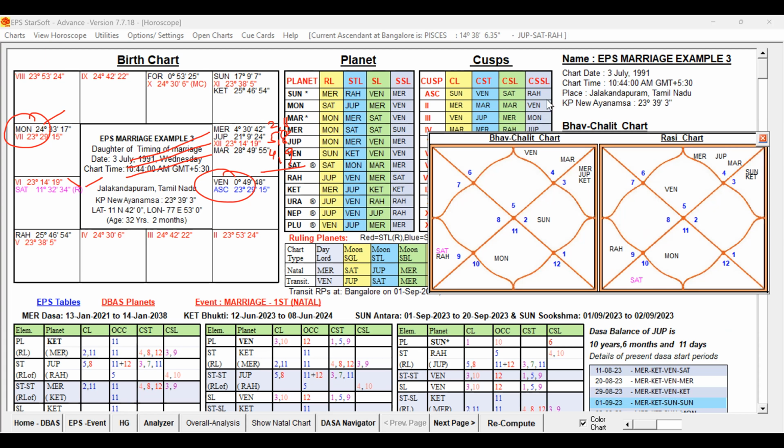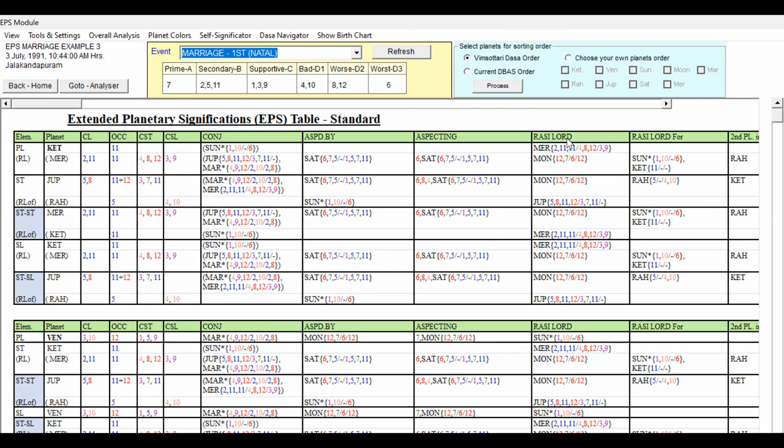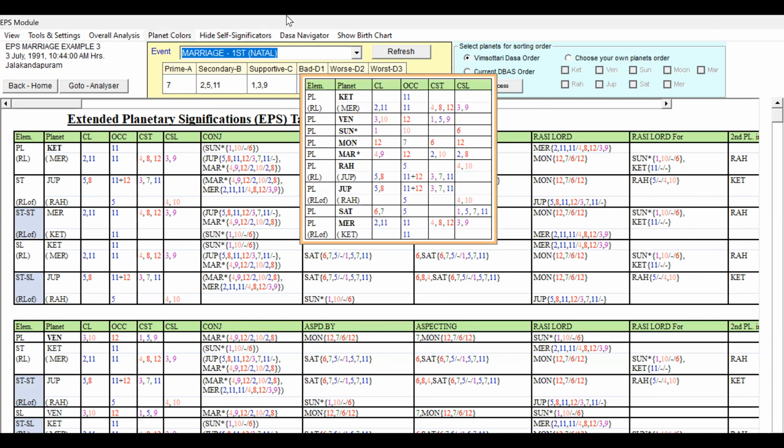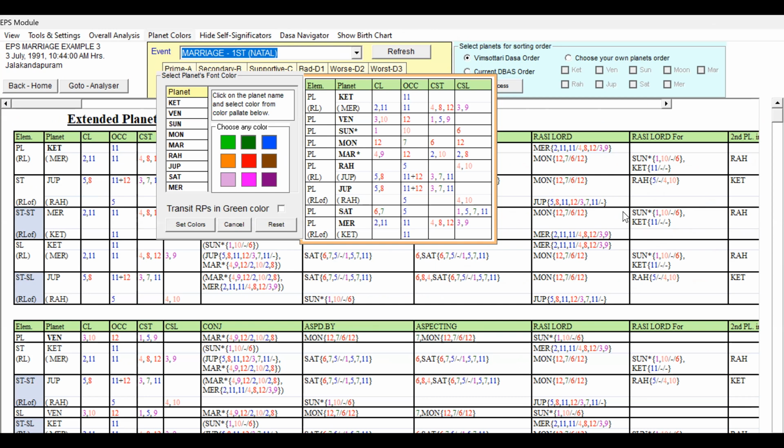What is this next step we have to do? We have to select the event. I have already selected the event. Now we have to check the self-significators. Self-significators and planet colors, for our easy identification. So what colors can we give? Let us check the significators.